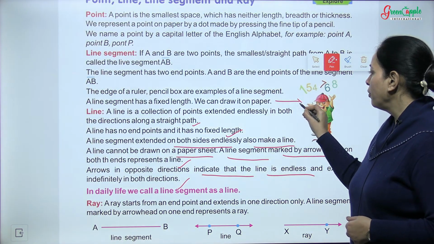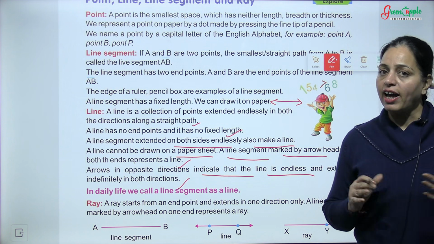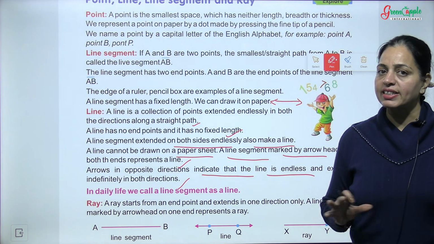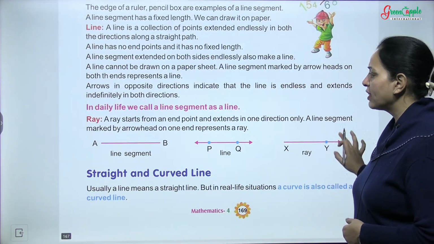How can we represent a line? Like this. Both side arrows mean it has no definite length. It can be extended in both the directions. In daily life, we call a line segment a line.